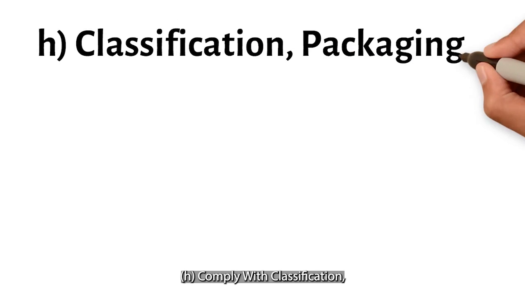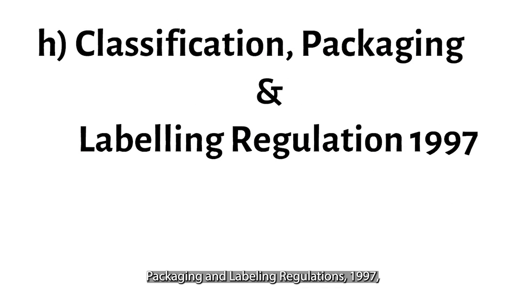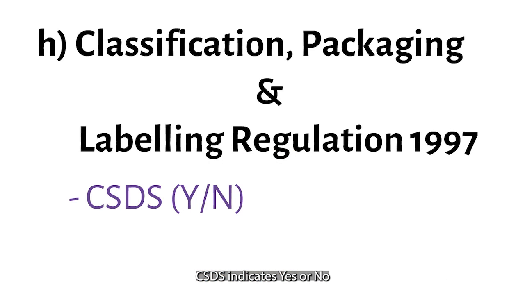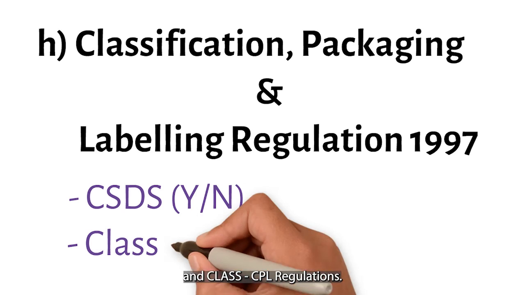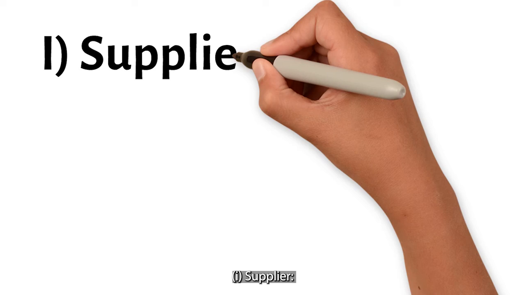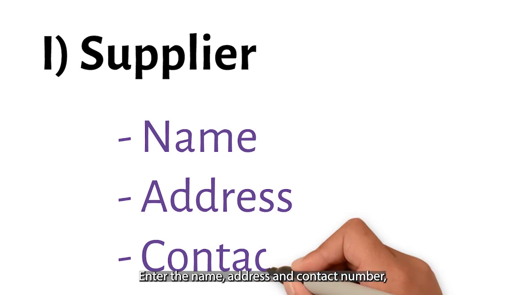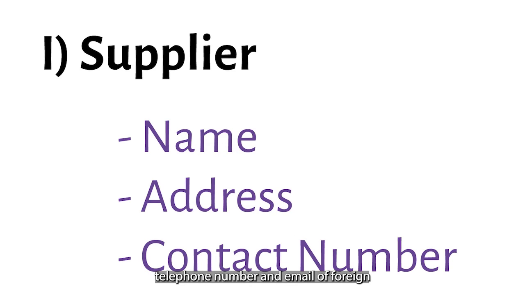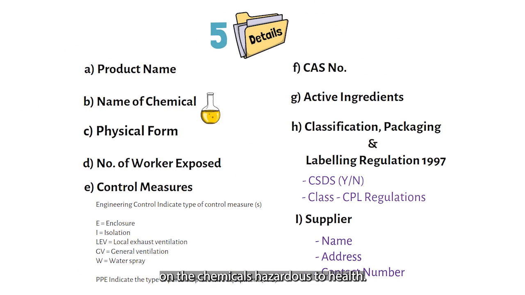Comply with classification, packaging and labeling regulation 1997. CSDS indicates yes or no and class into CPL regulations. Supplier, enter the name, address and contact number, telephone number and email of foreign or local suppliers whom DOSH may contact for clarifications on the chemicals hazardous to health.